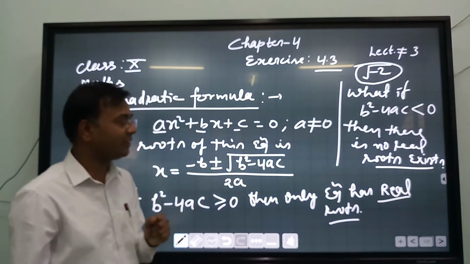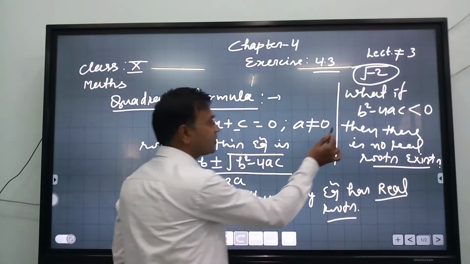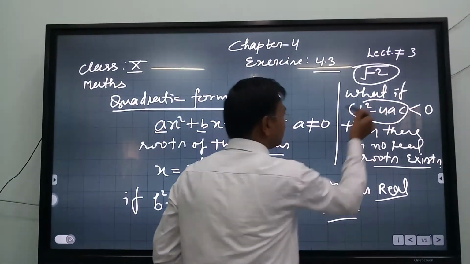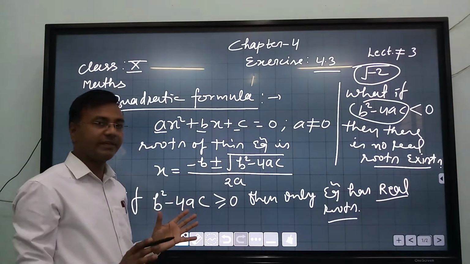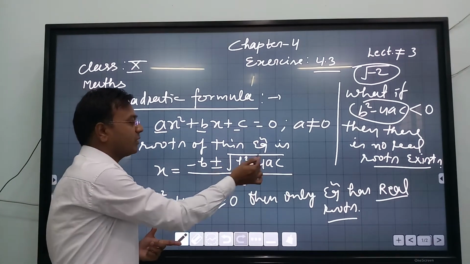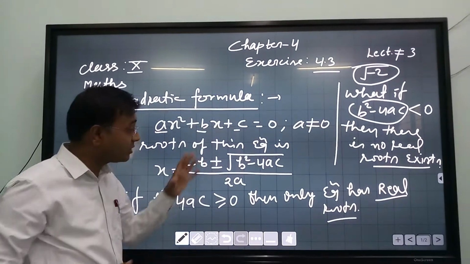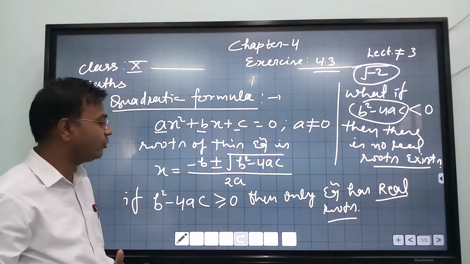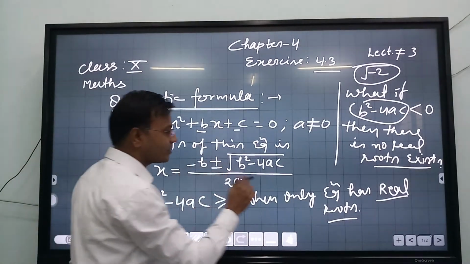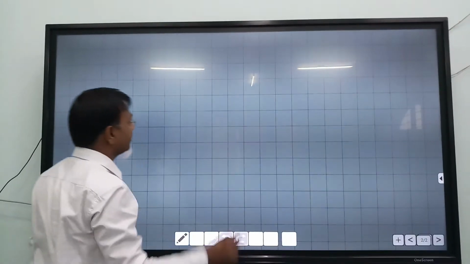Okay, the next point which I want to tell you is about this b square minus 4ac. So the roots and everything else depend upon this b square minus 4ac, that is this value. So this value is a very, very important value, and this value is known as the discriminant.